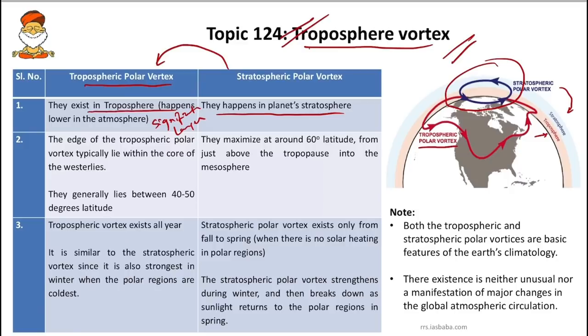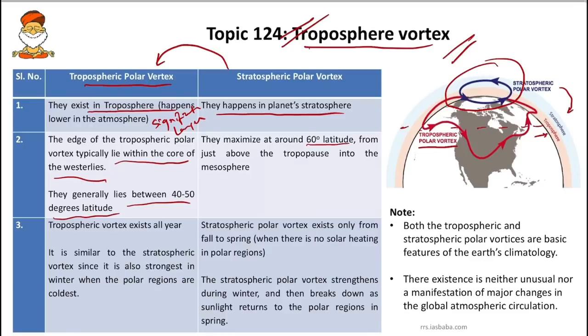The next important point is the edge of the tropospheric polar vortex. It typically lies within the core of the westerlies, generally between 40 to 50 degree latitude. Whereas the stratospheric polar vortex is confined to a maximum of around 60 degree latitude. So the tropospheric polar vortex generally lies within the core of the westerlies, that is between 40 to 50 degree latitude.